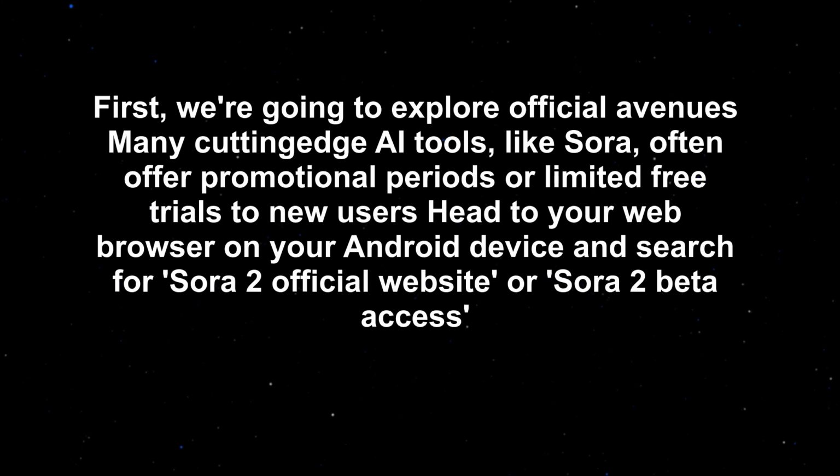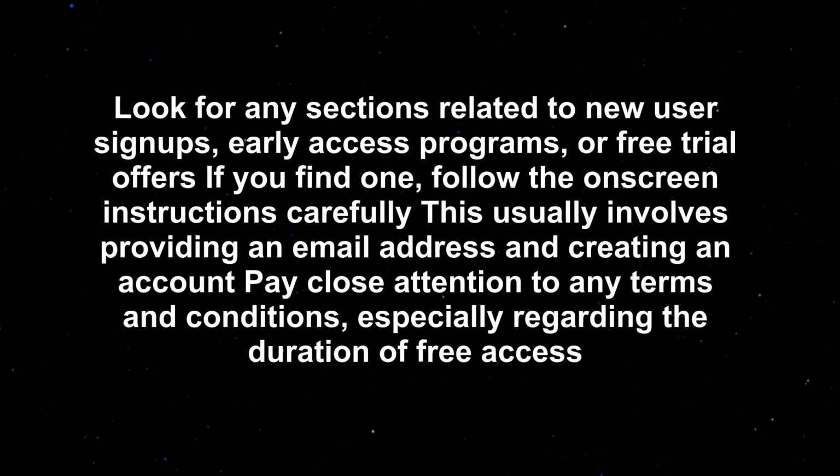Head to your web browser on your Android device and search for Sora 2 official website or Sora 2 beta access. Look for any sections related to new user signups, early access programs, or free trial offers. If you find one, follow the on-screen instructions carefully. This usually involves providing an email address and creating an account. Pay close attention to any terms and conditions, especially regarding the duration of free access.